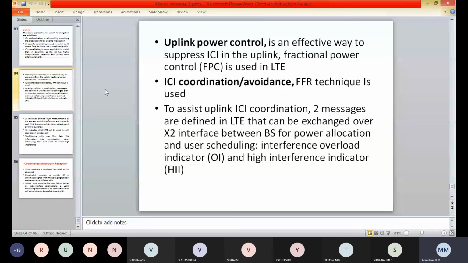Next we have ICI coordination or avoidance. It is also similar to the downlink. The FFR technique is used in the uplink.